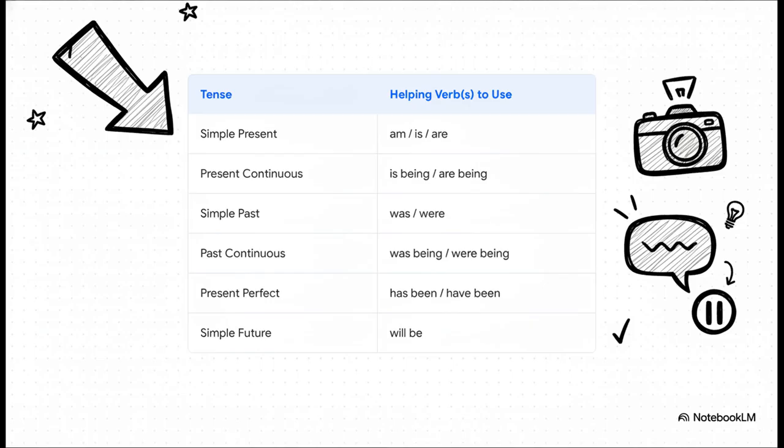Okay, this slide right here, this is pure gold. This is your personal cheat sheet for picking the perfect helping verb every single time. Seriously, I would pause right here and take a screenshot of this. It's going to be your best friend when you practice this on your own.